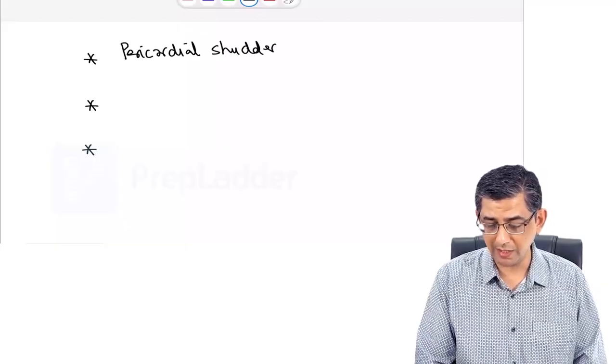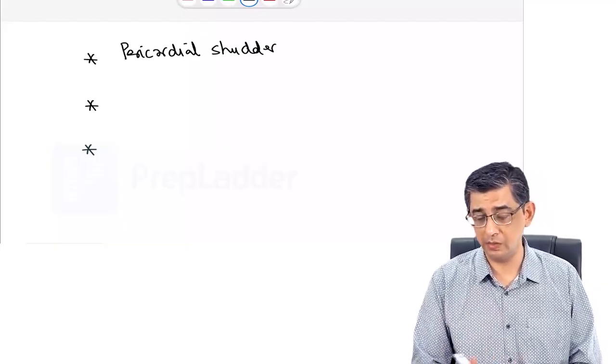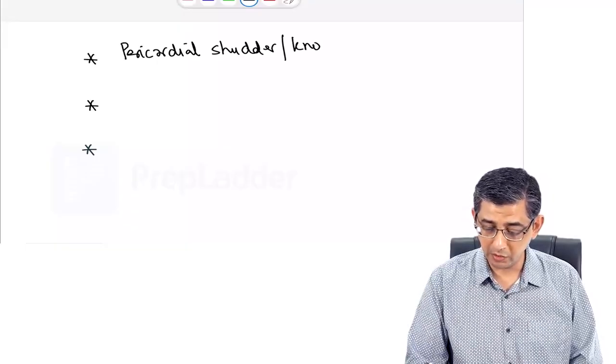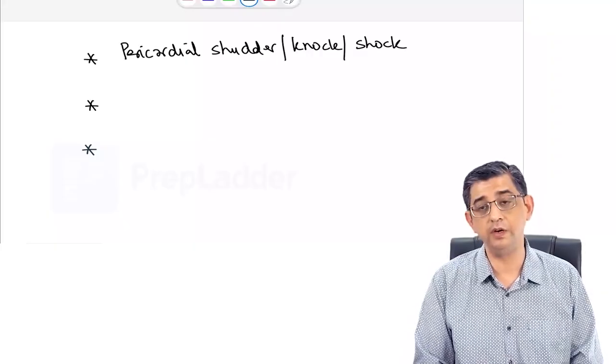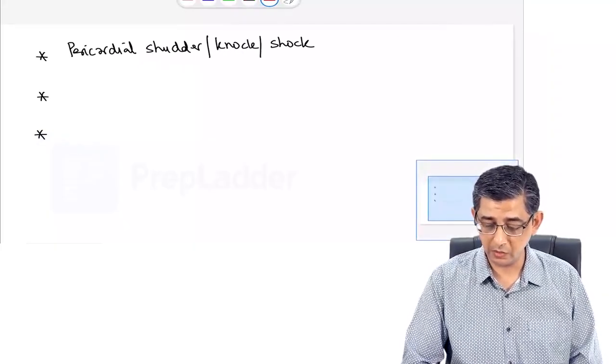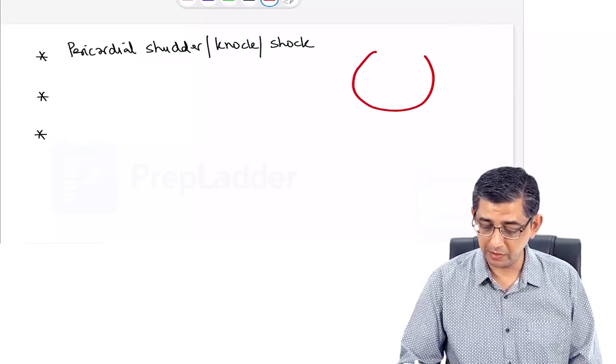Pericardial shudder is occurring almost at the same time as the third heart sound. The alternative names are knock and shock. As I've highlighted, pericardial shudder is a diastolic event. I'll just draw a sketch here to highlight what I mean by the word pericardial shudder in this case.